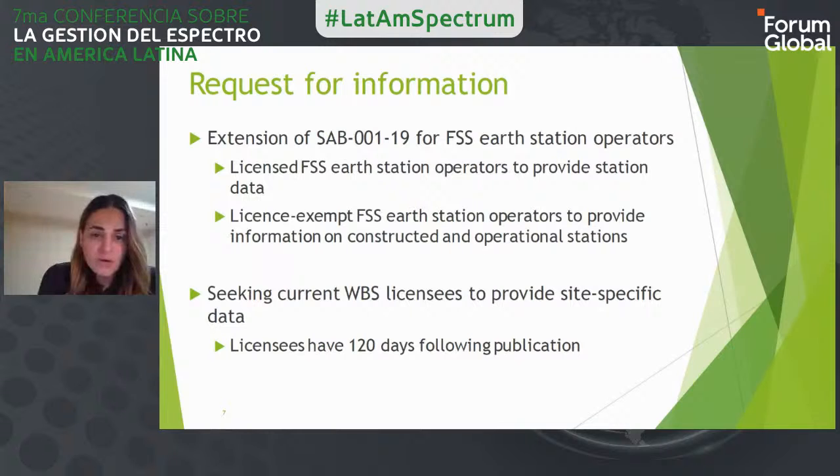So we've requested additional information as we did in the past. We originally requested information from license exempt users, and this time around we're seeking to understand some station data for licensed FSS Earth stations, as well as the license exempt. I mentioned we got 2,500. We're hoping to see if there are more out there, as well as getting more information on the license exempt use. And then we're also, for WBS, looking for some site-specific data. So all of that would be to help inform us towards a decision on the band. We're requesting that information by the end of November. So that is also coming up. Next slide, please.